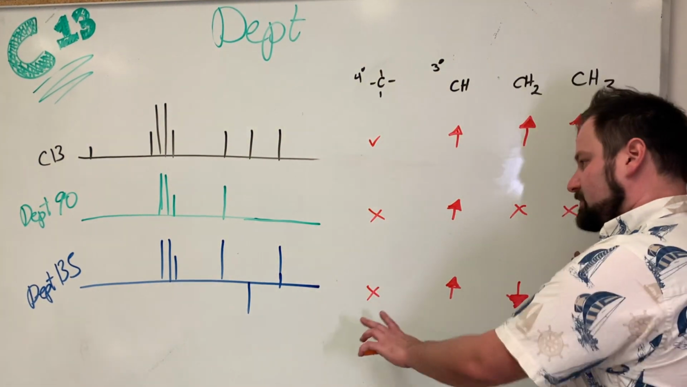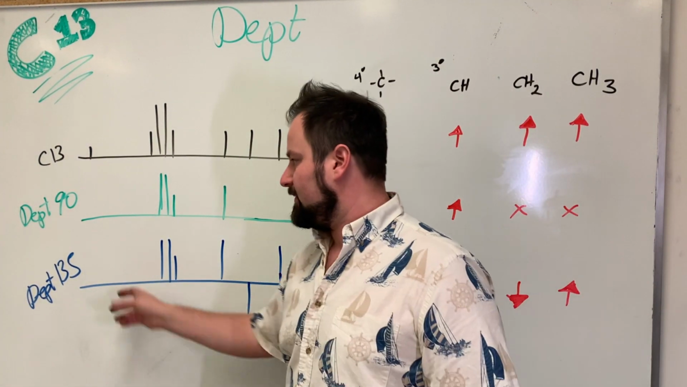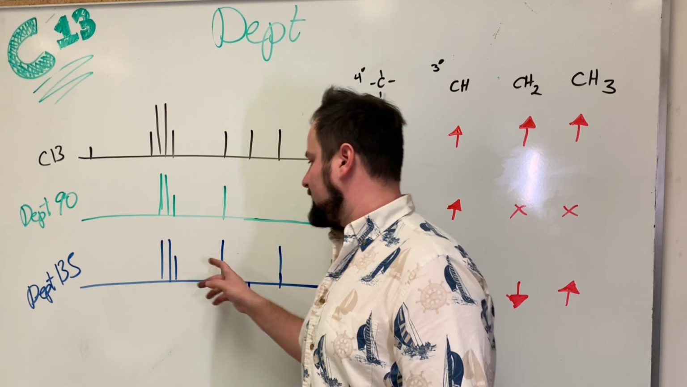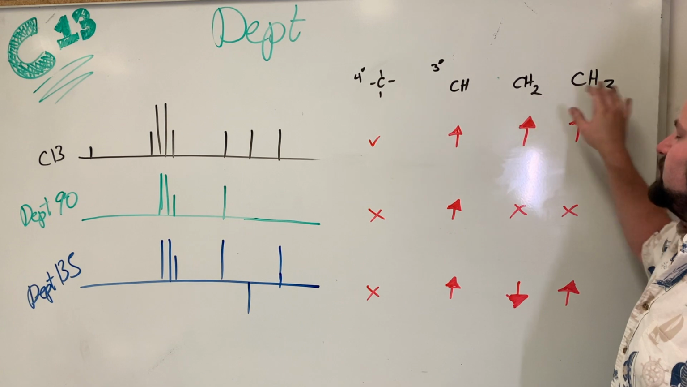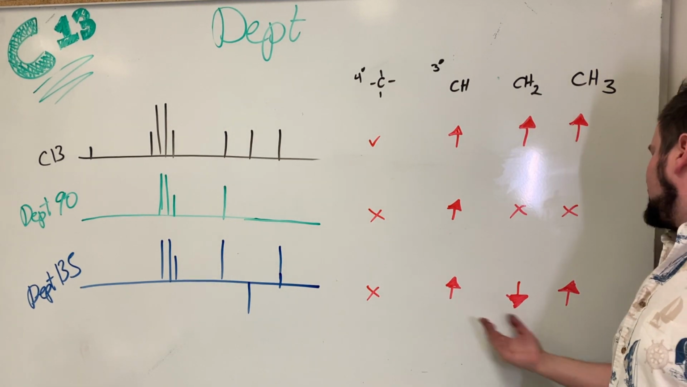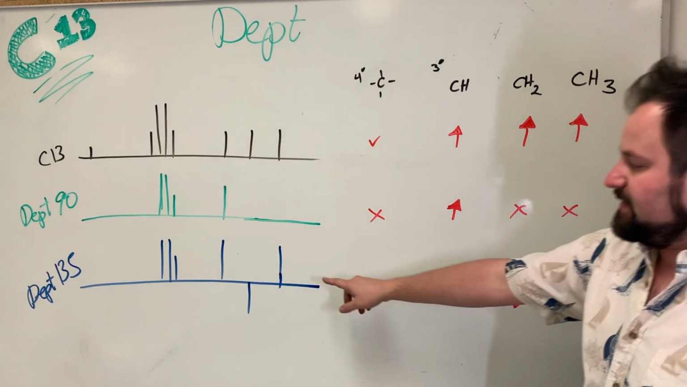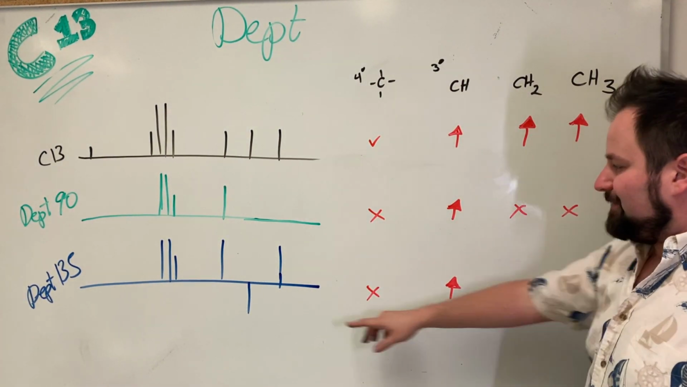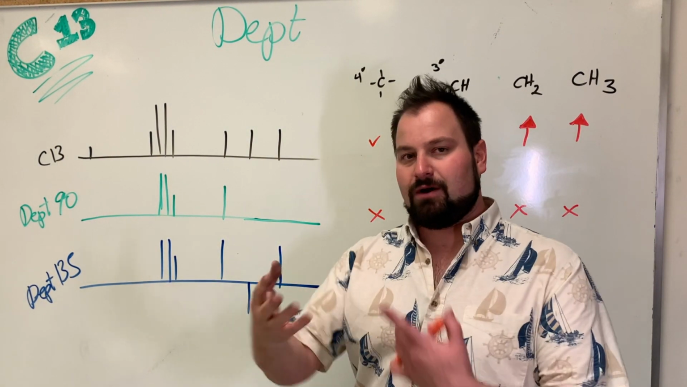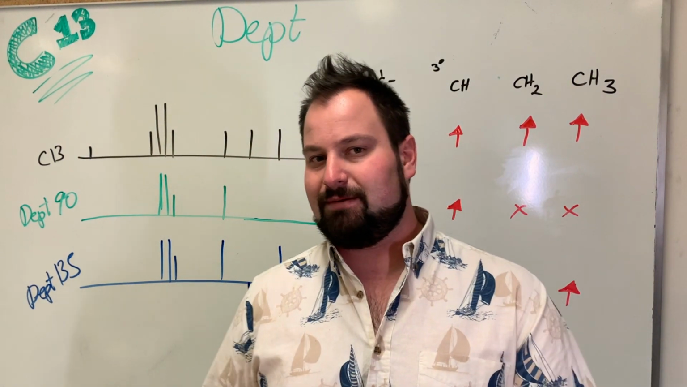And then for DEPT 135, again, no quaternaries. But this time we do have the CH, CH2, CH3, but CH and CH3 are both going to be facing up, where weirdly enough, CH2s are facing down. So using all of this piece of information, you can figure out what something is.